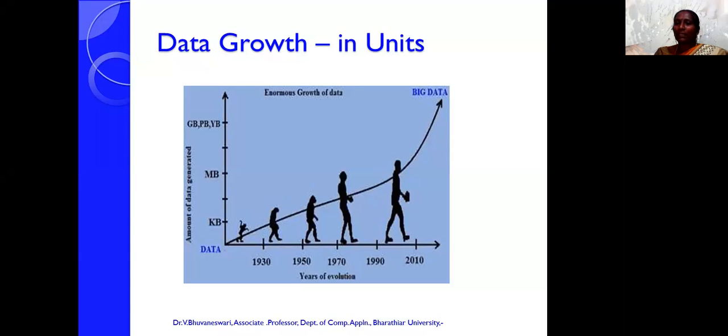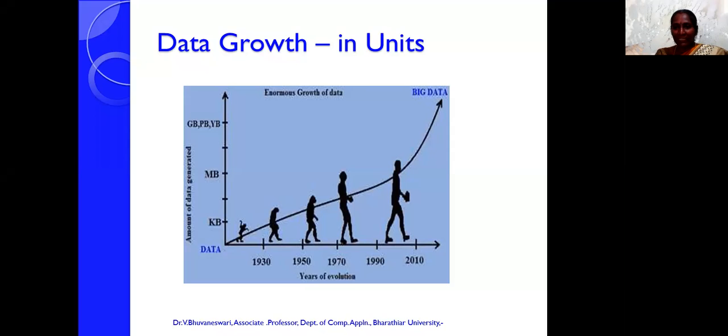And looking at the growth of data in units, the unit of measurement is normally the byte. So initially it is bits, right? 1 byte equals 8 bits. Then we stored in kilobytes, what I mentioned in the first slide, floppy disk per kilobyte.